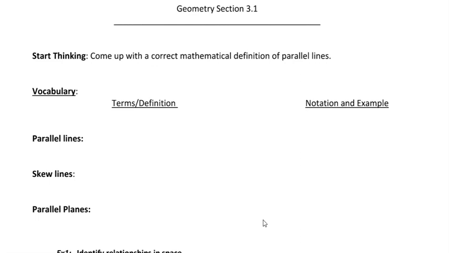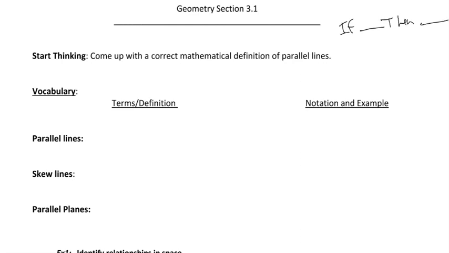We skipped a bunch of sections in chapter 2. I'm going to basically get the most important parts and sprinkle them through the next few chapters. Mostly what the last chapter was about for the sections that we skipped are things called conditional statements, and that is just a statement that can be written in if blank, then blank form.